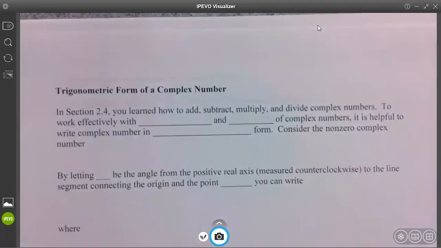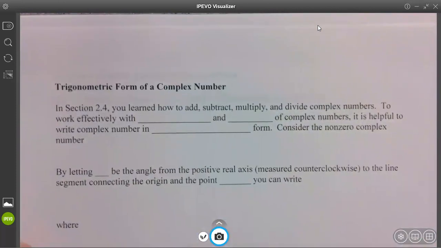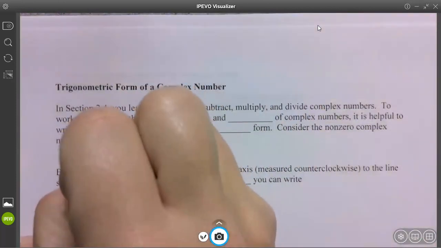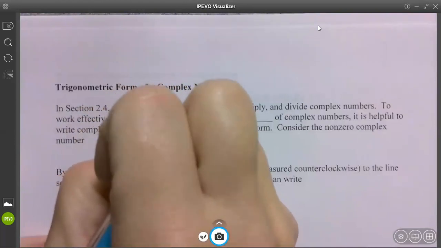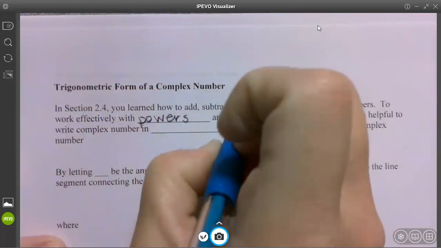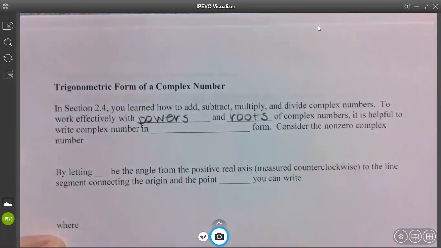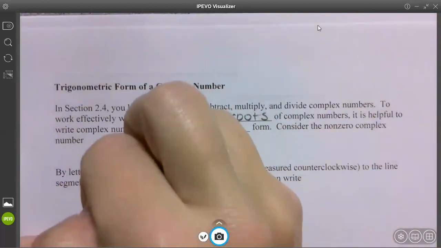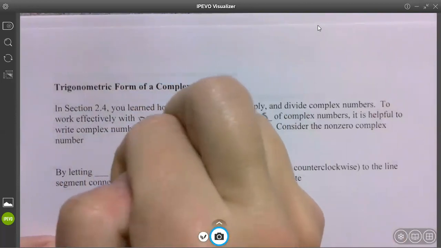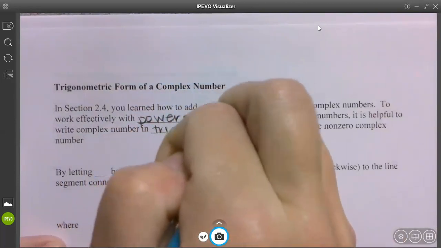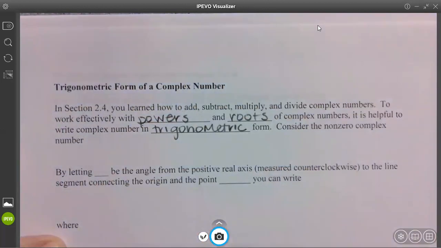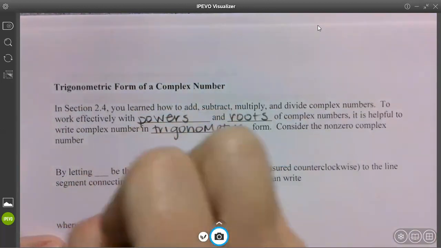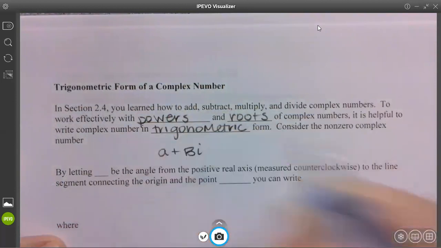The trigonometric form of a complex number. In section 2.4, you learned how to add, subtract, multiply, and divide complex numbers. To work effectively with powers and roots of complex numbers, it is helpful to write complex numbers in trigonometric form. Consider the non-zero complex number a plus bi.